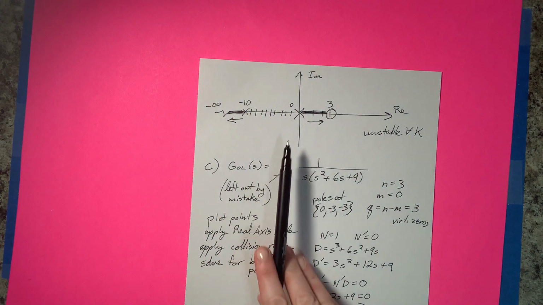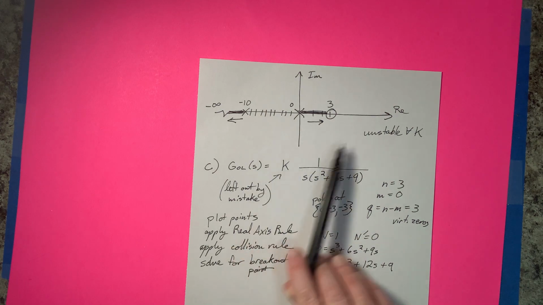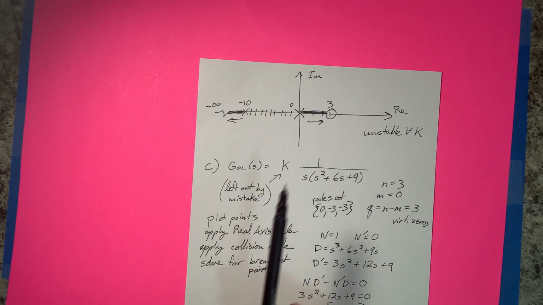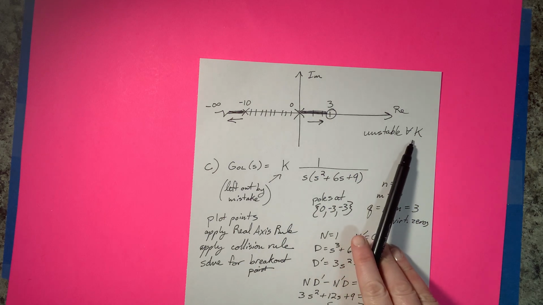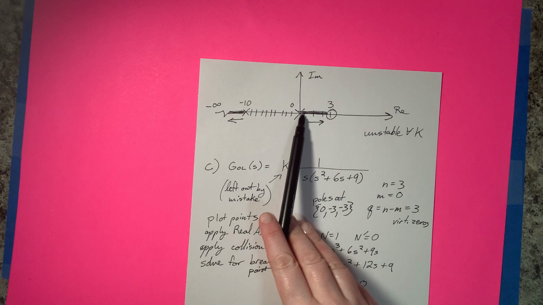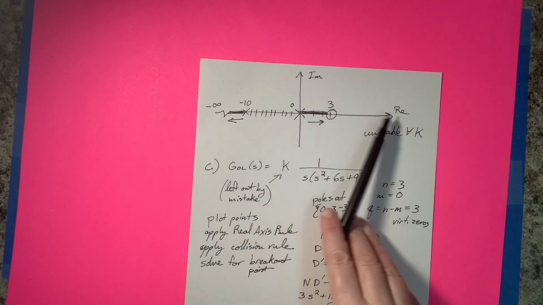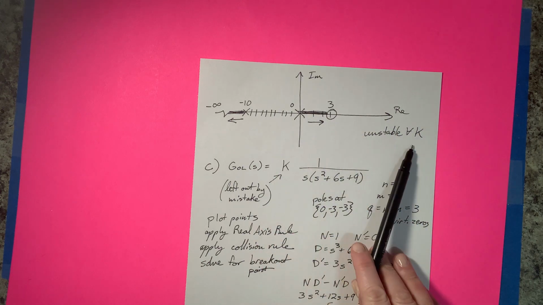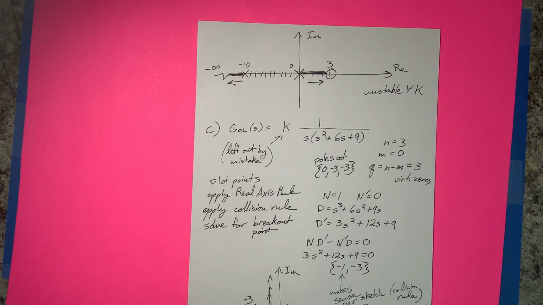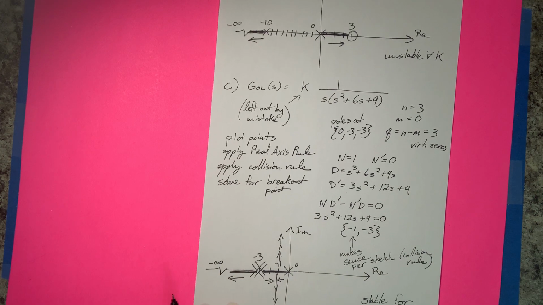Now, to answer the question: are there values of k for which this closed loop system is unstable? The answer is yes. It's actually any k because we count the endpoint of 0. Anytime there are roots at 0 or in the right-hand plane over here, we're going to have an unstable situation.